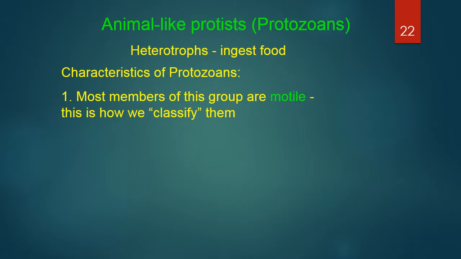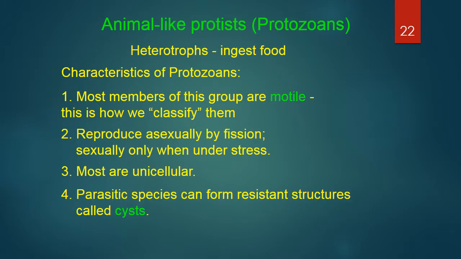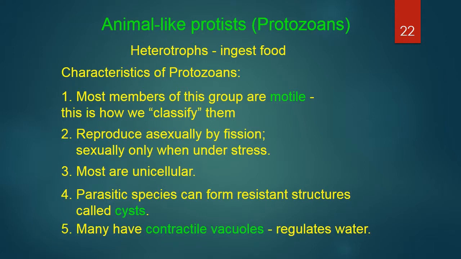And here are some characteristics of our protozoans. Most members of this class are motile. And often that is how we classify them, based on their mode of motility. They can reproduce asexually by fission or sexually, but usually that only happens when they're under stress. Most of them are unicellular. There are parasitic species that can form resistant structures called cysts so that they don't get wiped out. And then many of them have the contractile vacuoles, like you saw in the Euglena, that regulate the water within their cells.